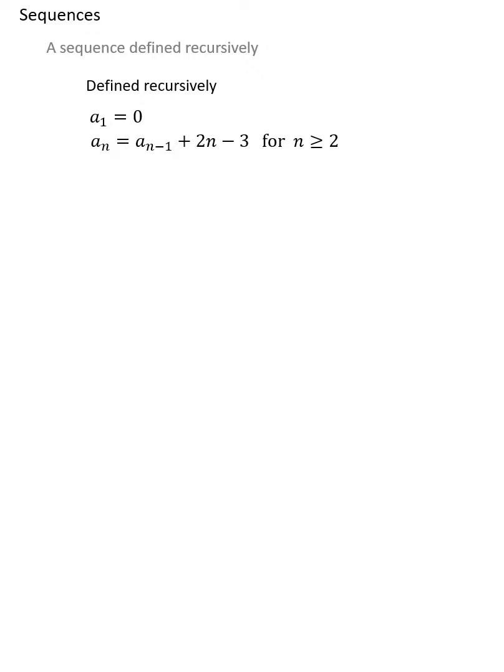On top, they're telling us A1 equals 0. They're essentially telling us the first term of this sequence is 0. Then there's a formula in the second line that looks a little confusing, with a statement about n being greater than or equal to 2. Let's delve into that a little bit. First, suppose that we were asked to find the second, third, fourth, fifth, sixth, and 100th term of this sequence.